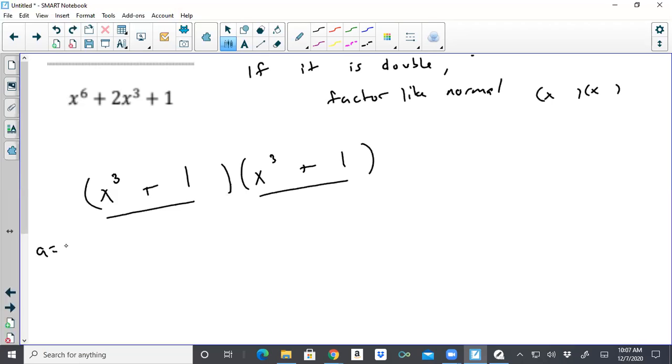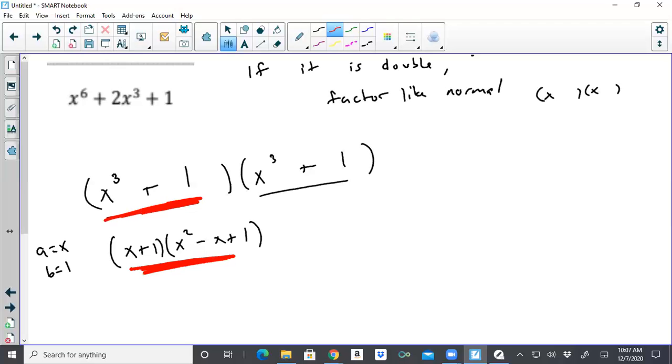So I know that my a term is going to be x, and I know that my b term is going to be 1. So now I'm just going to do my a plus b, so it's going to be x plus 1. And then I'm going to do a squared minus a times b, plus b squared, which is x squared minus x, plus 1. And now basically what I've done is I've made this thing into this thing.